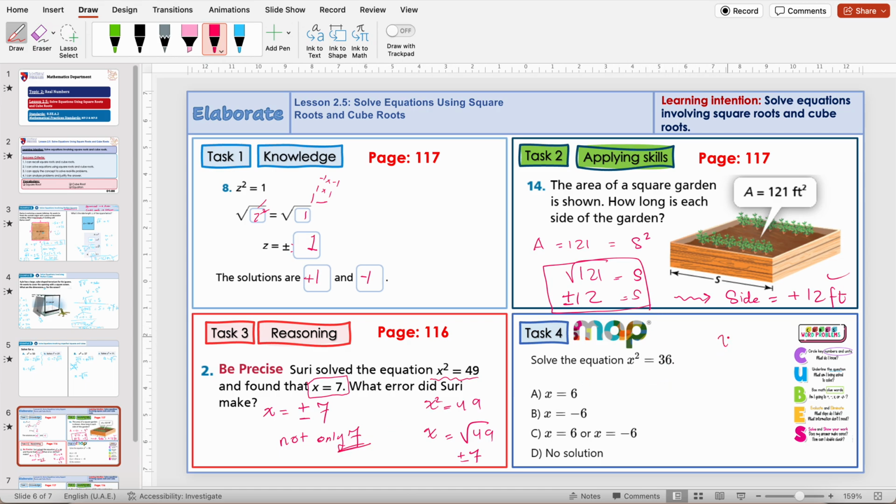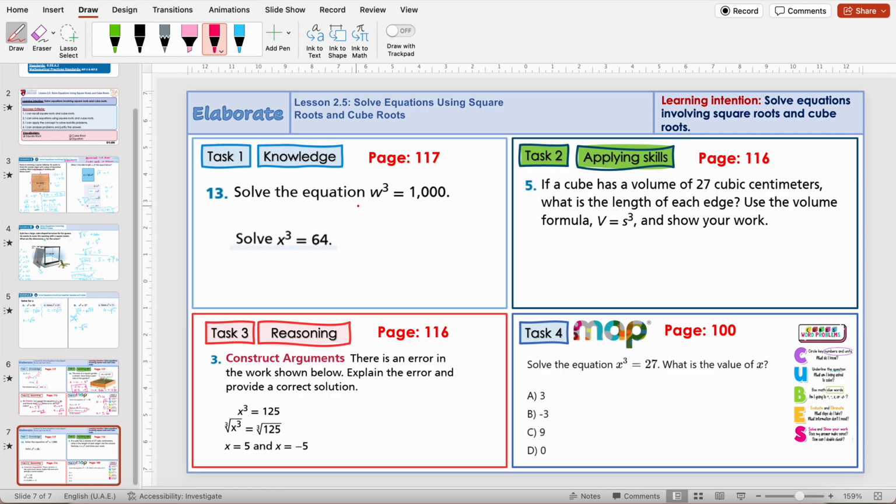Solve the equation. Again, here we have x squared equals 36. How can I find x? You're going to use the square root of 36 because it's squared. What is the square root of 36? What times itself is 36? It's 6 times 6, or negative 6 times negative 6. So x equals positive or negative 6 because it's a square root. So this is the answer. It's not this, not this. It's both. Okay?